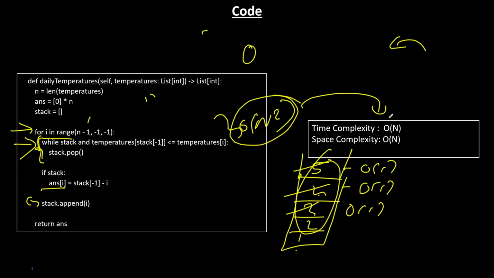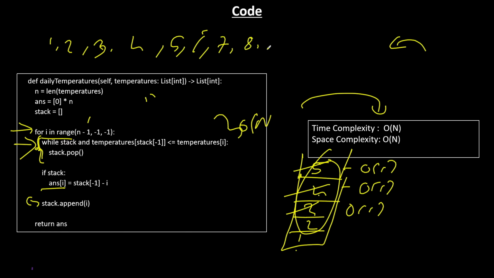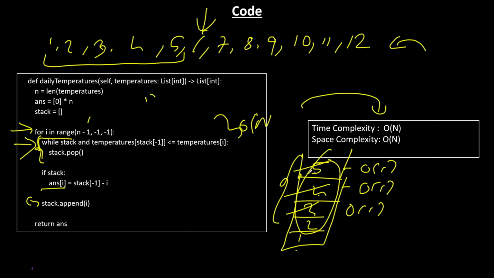Now suppose the range was 1, 2, 3, 4, 5, 6, 7, 8, 9, 10, 11, 12, right? And you entered till 5, right? So you are standing here in the for loop condition. And in the while loop, you just basically popped all these values, right?